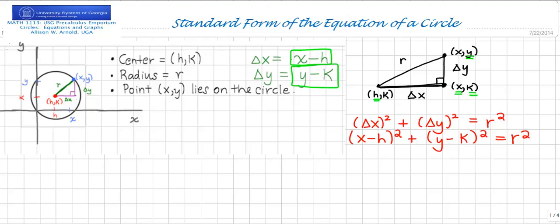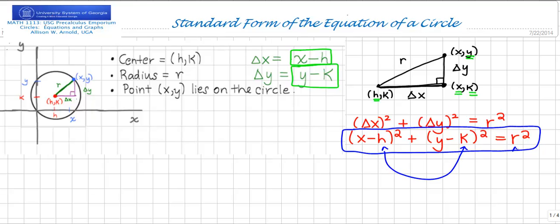And this is a perfectly great form that we call standard form. Some people call it center radius form because, again, you can pick out the center and you can pick out the radius from the form of the equation.